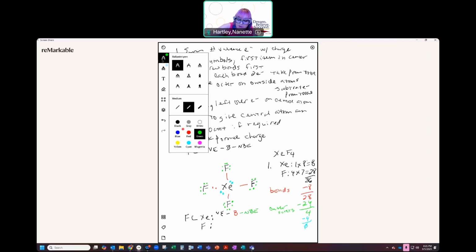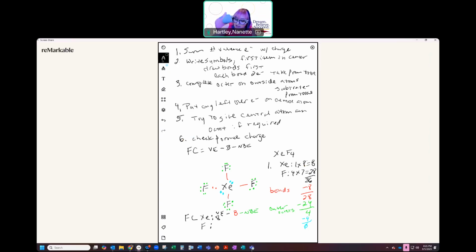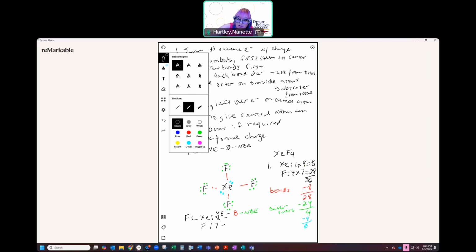Okay, so my valence electrons, for Xe, I have 8 of them. So for Xe, this is 8. For fluorine, there are 7. Then I am going to subtract the number of bonds. Now, my number of bonds for my Xe, I have 1, 2, 3, 4.